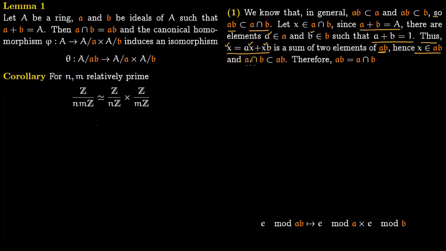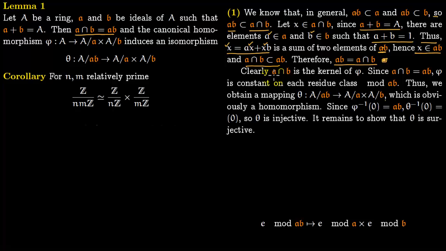So now you have A intersection B lies within AB. We started with an element x in A intersection B, and we showed that this element x lies within A times B, and therefore A intersection B lies within AB. Therefore AB is equal to A intersection B. So this part we have now shown.